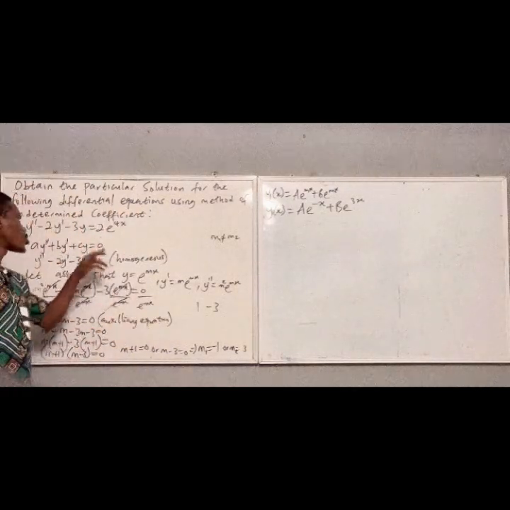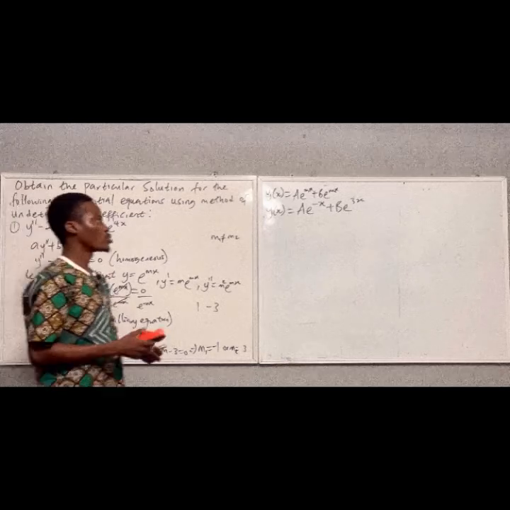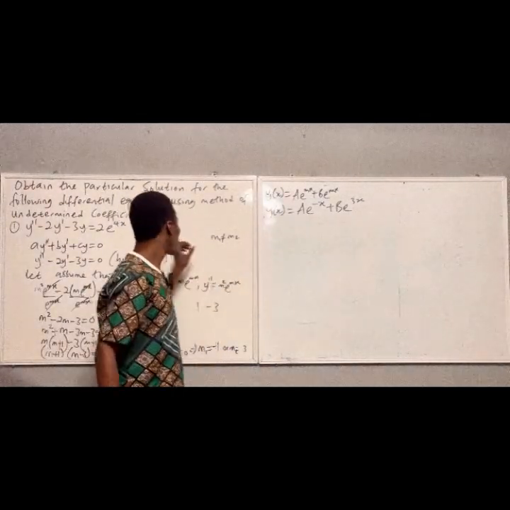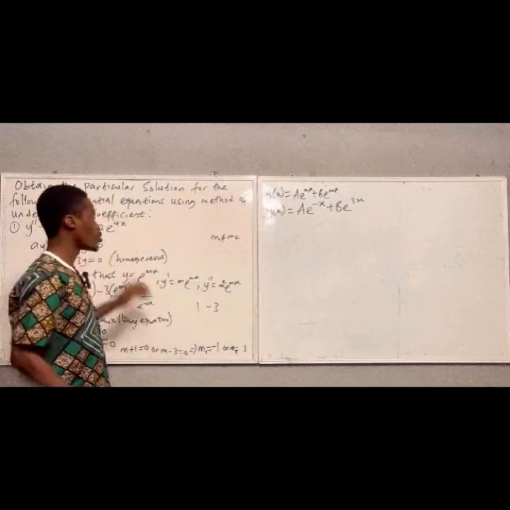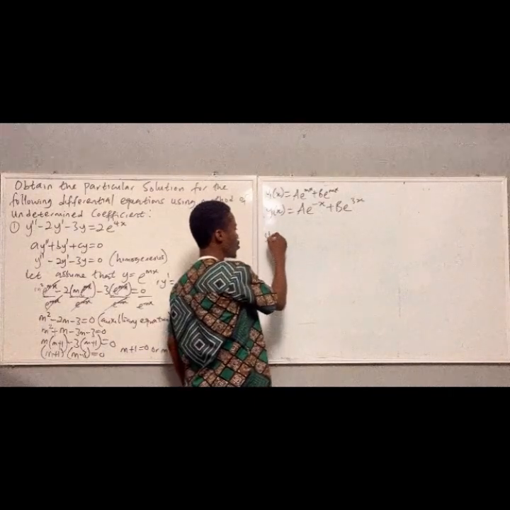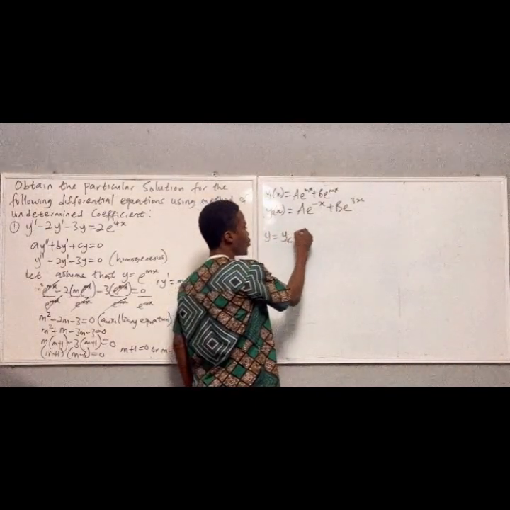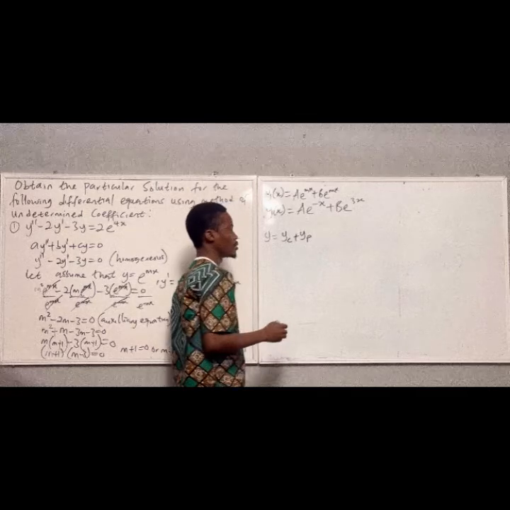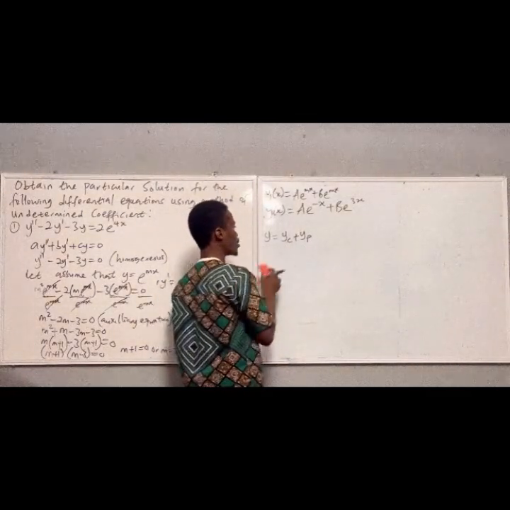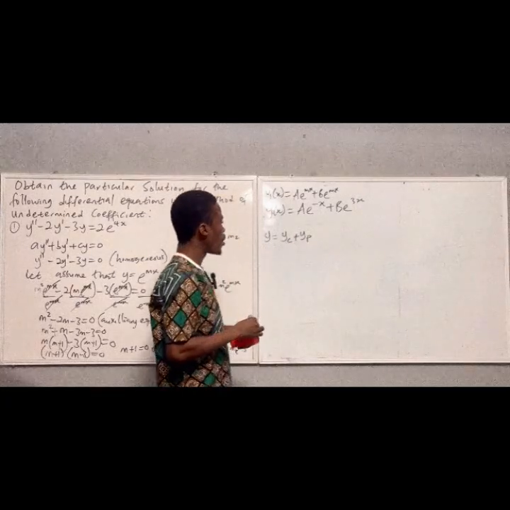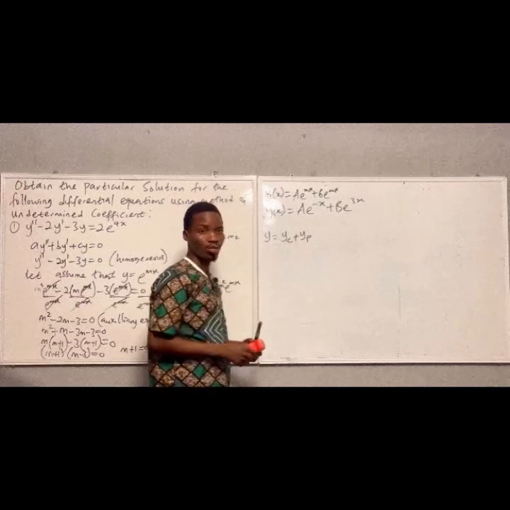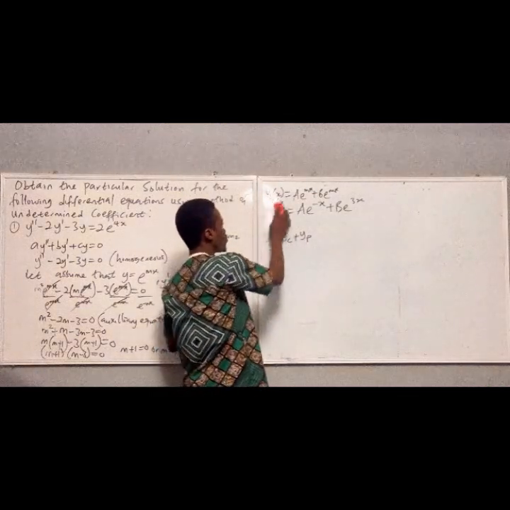So I will now consider this part. Whenever we are dealing with the method of undetermined coefficients, our solution will be y is equal to yc plus yp. Our yc is our general solution of the ODE. Then our yp is the particular solution.